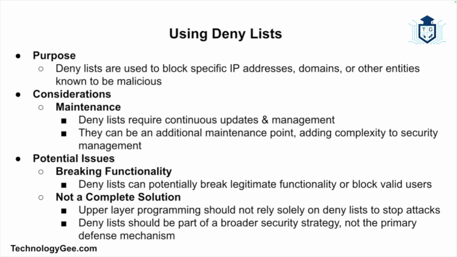So let's say that you want to use deny lists despite their issues. These lists are an additional maintenance point. And you need to understand that these lists can potentially break things, and your upper layer programming should not depend on deny lists to stop attacks.